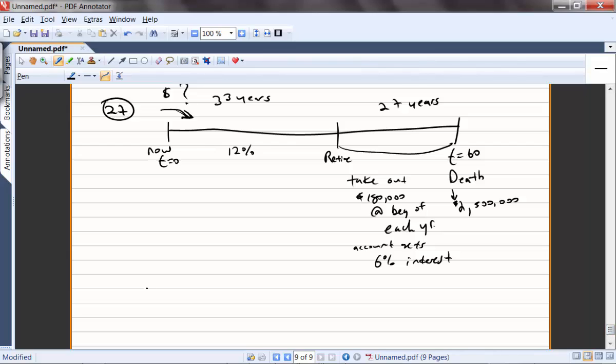Let the amount of our contribution for each of those 33 years be P. We're putting in P each year. Then at the end of 33 years, what do we have sitting here? Well, we have P. It's the future value of an ordinary annuity, right?